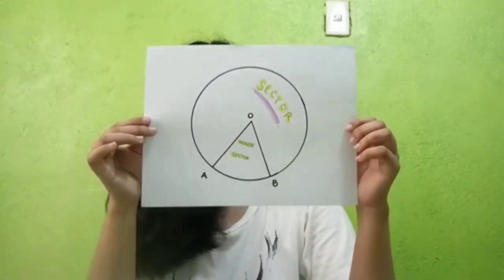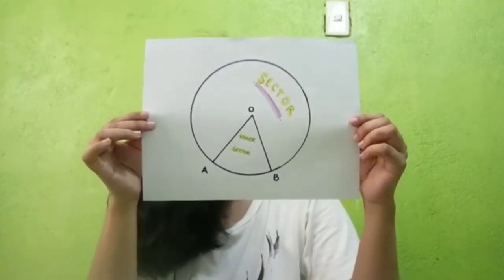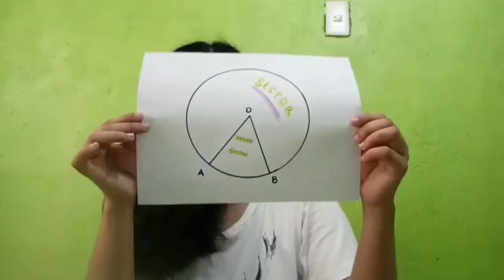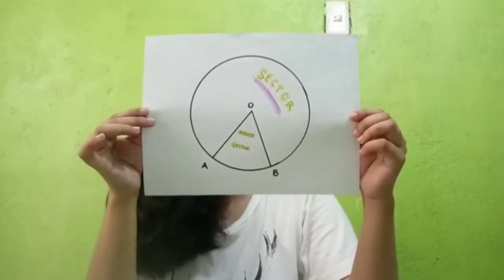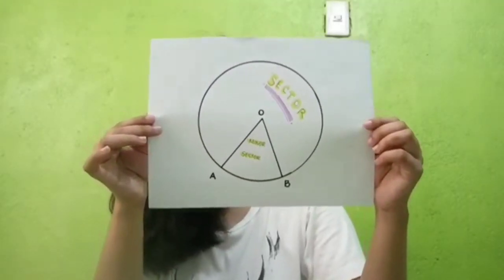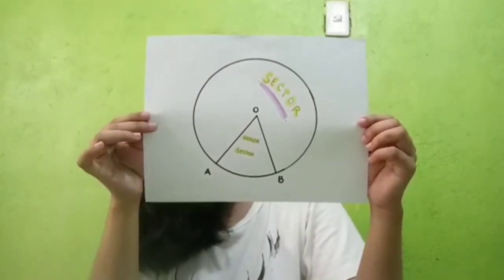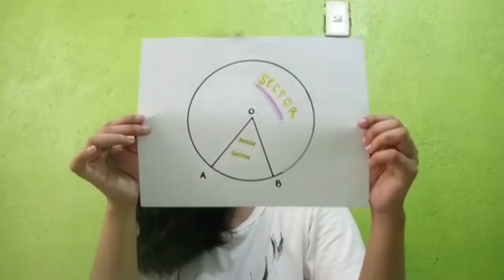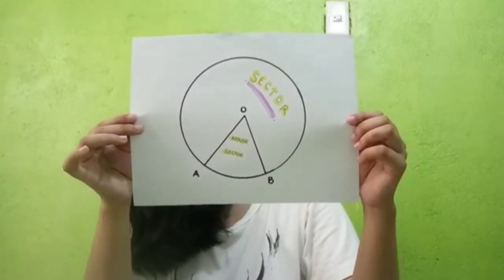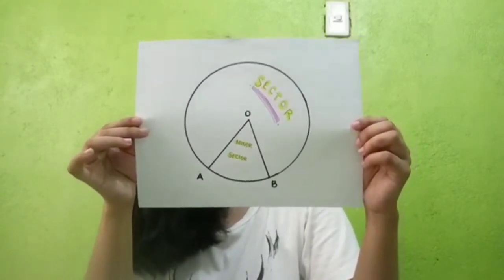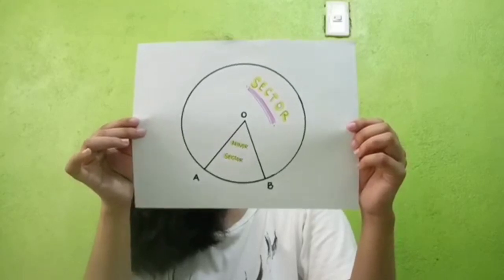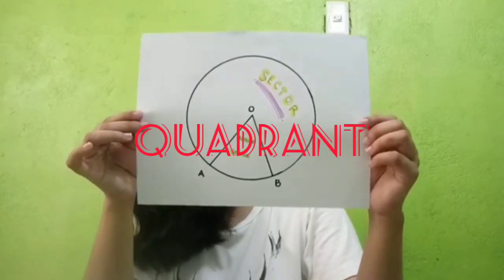Another part of a circle is the sector. Sector is that region of a circular disc which lies between an arc and the two radii joining the extremities of the arc and the center. Example of a sector is OAB, also called a minor sector. Sector OAB is 1/4 of a circular disc. It is called a quadrant.